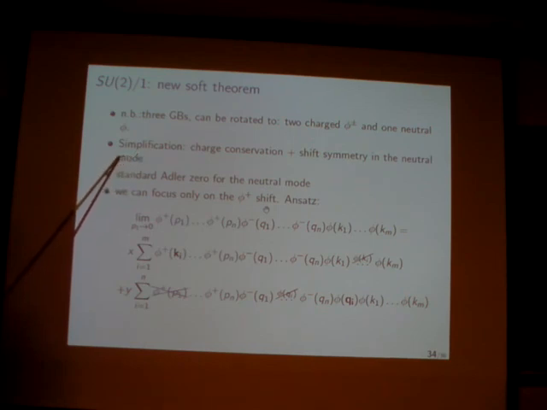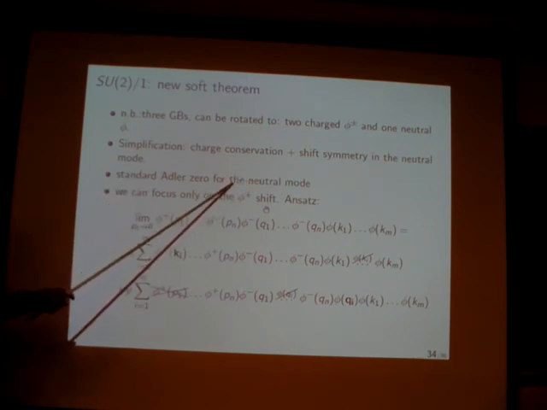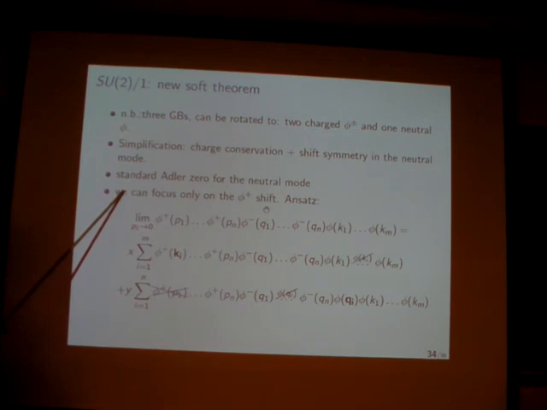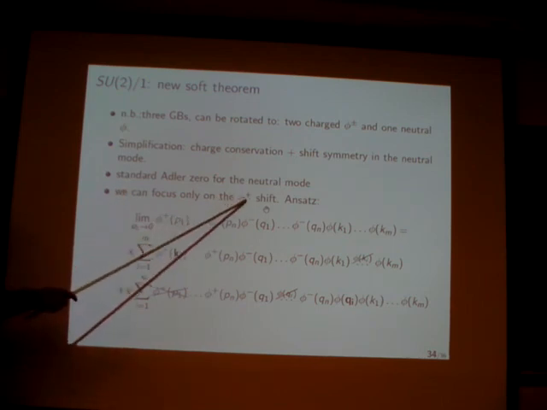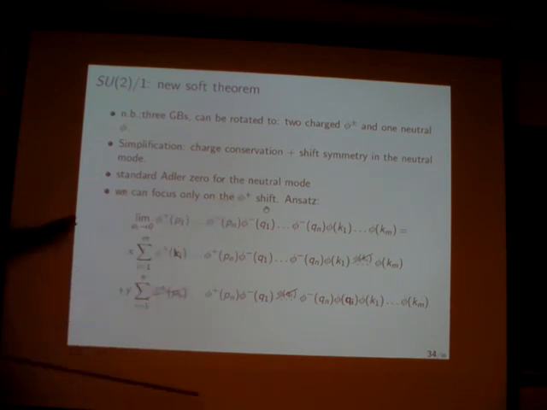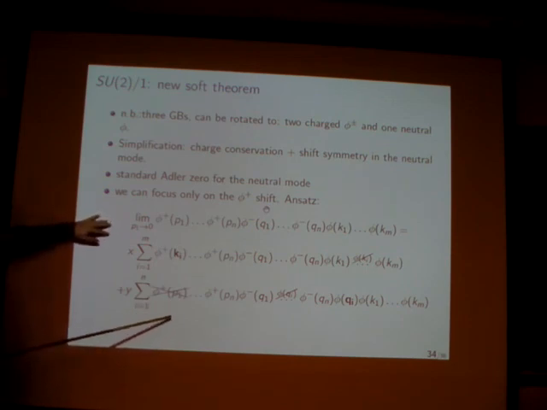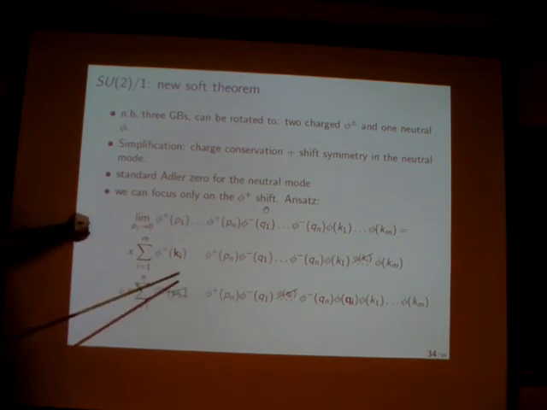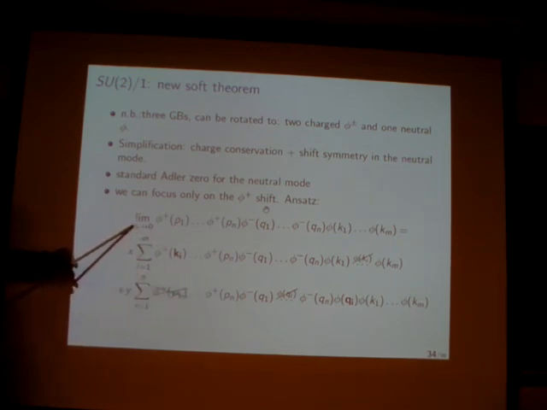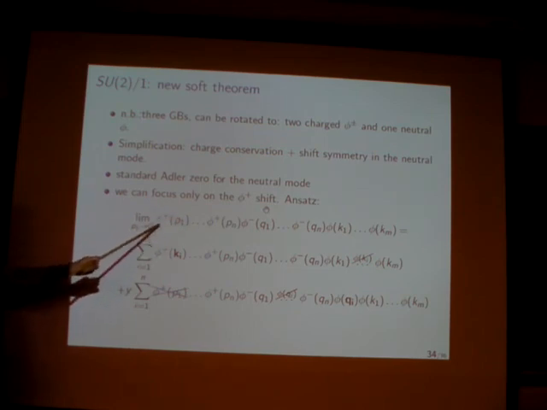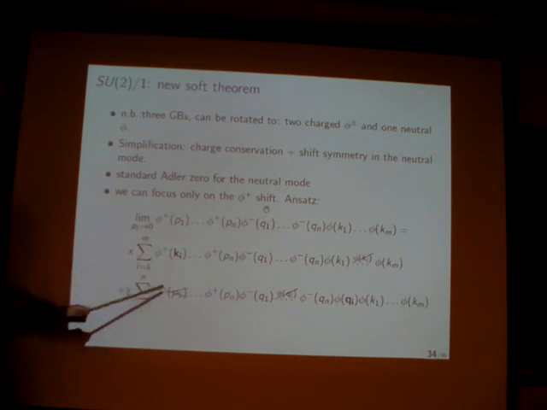So there is some simplification. For the neutral mode, you have a standard Adler zero, but you have a violation of the Adler zero for the charged one. I know we have a little bit of a problem presenting this generalization of the Adler zero, but this is the simplest way we can present it. So if you take p1 to zero for this charged field, the right-hand side is not zero, but it has this property.